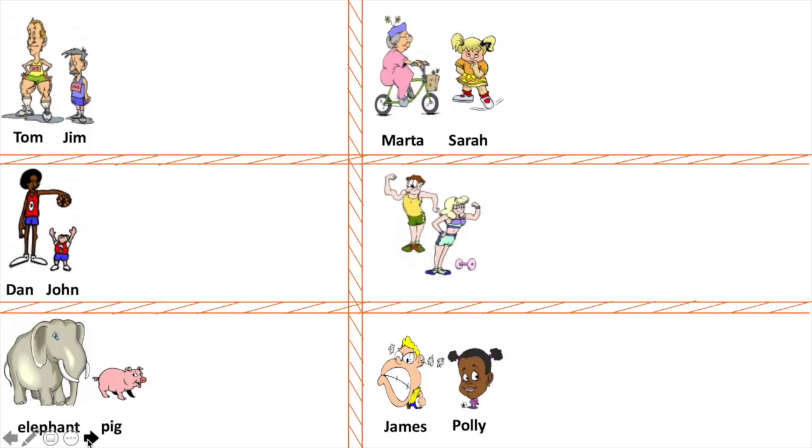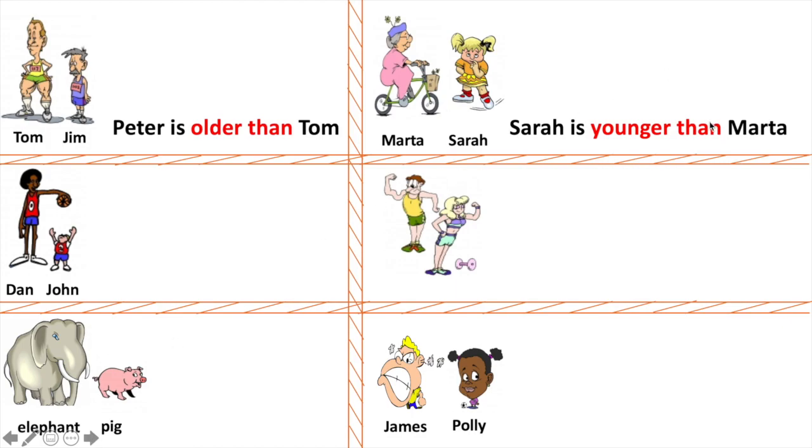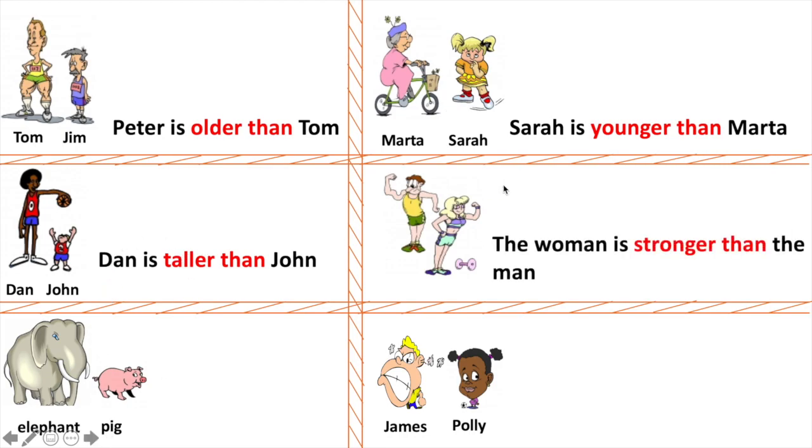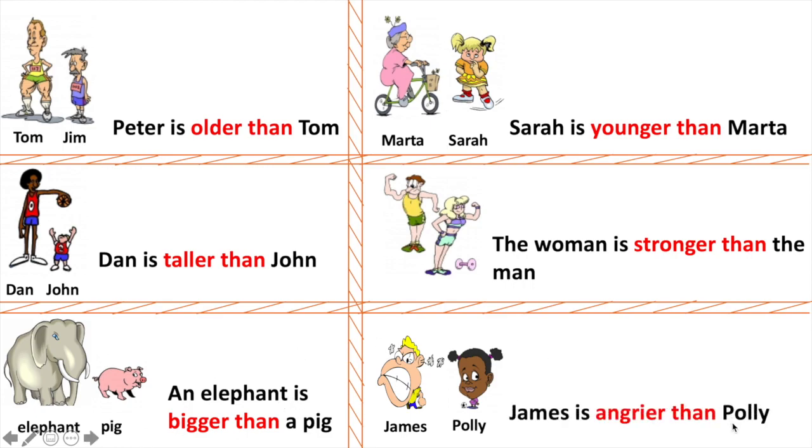Okay, here we have some other pictures that you guys can look at and practice on your own. You can stop the video if you want. Peter is older than Tom, for example. We have the comparative. Sarah is younger than Marta. Dan is taller than John. The woman is stronger than the man. An elephant is bigger than a pig. James is younger than Polly.